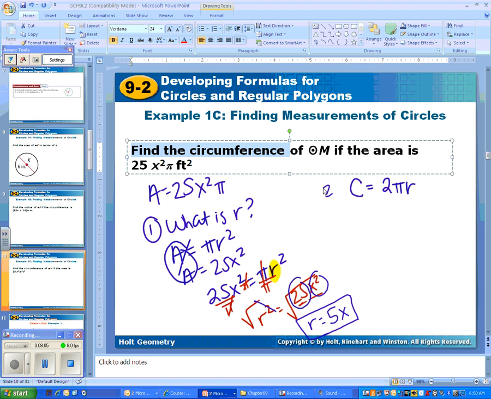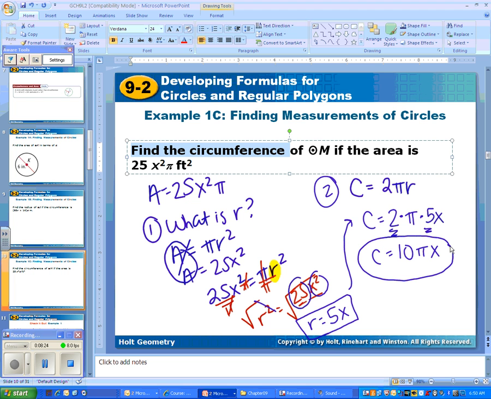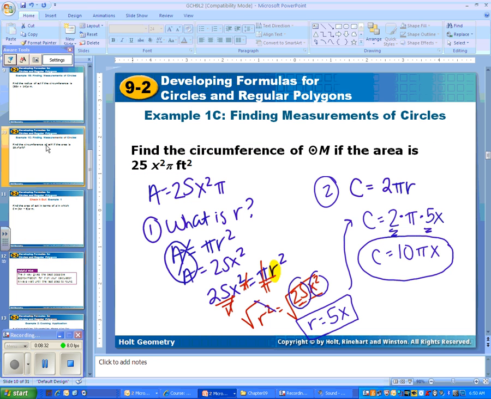The second step is to take your r and plug it back into this equation. So we have c equals 2 times pi times your 5x. And you combine like terms. So 2 times 5 is 10 pi x. And in this case, just leave it like that. Don't do the decimal form because I'm pretty sure they won't want that. And that's your circumference.